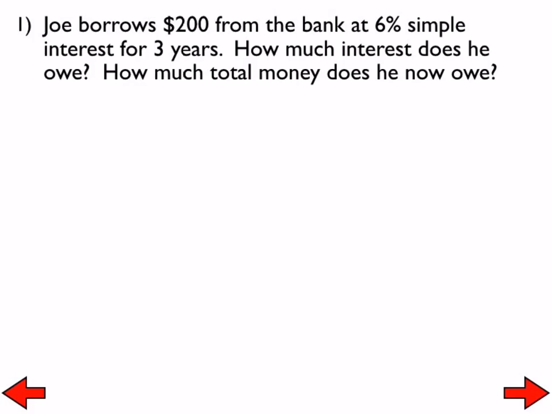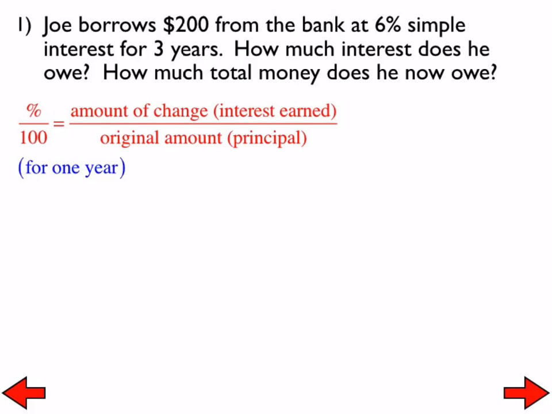And we're going to take a look at these at the beginning of this lesson the same way that we've taken a look at lots and lots of different percent problems. Joe borrows $200 from the bank at 6% simple interest for 3 years. How much interest does he owe? Well, we're going to take a look at this from the perspective of percent over 100 equals the part over the whole, or the amount of change over the original amount, which was the way we thought of percent of change. And when we're talking about amount of change, we're talking about the amount of money that they earn for interest, which is a very small amount. And the original amount is the principal.